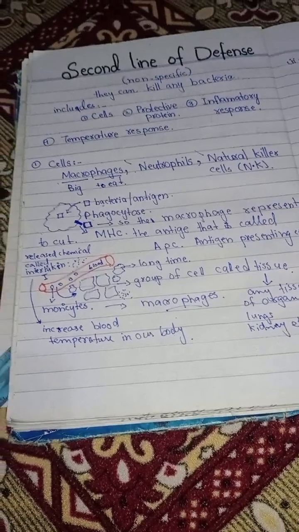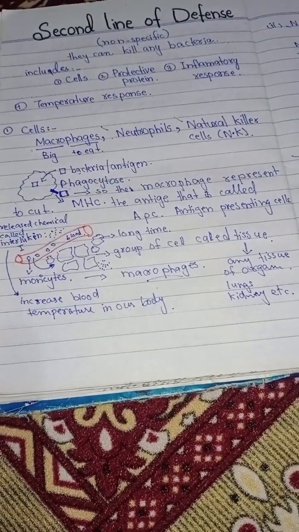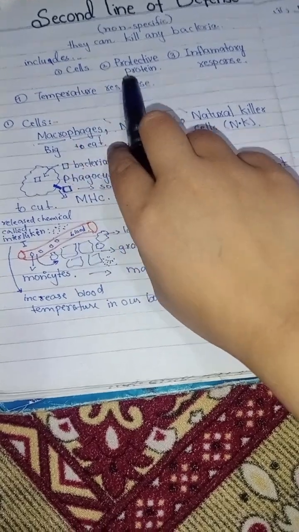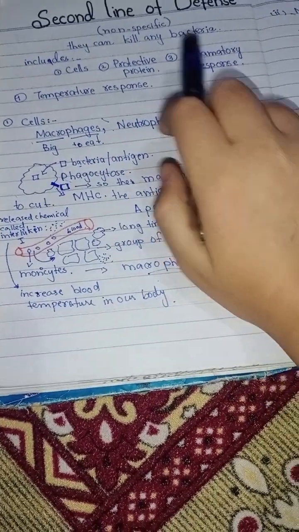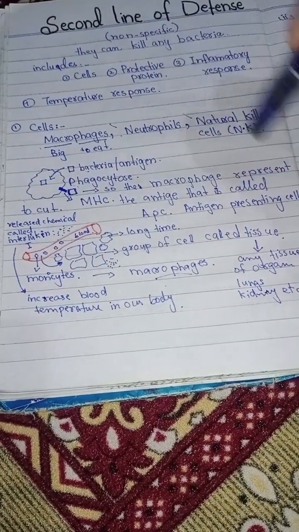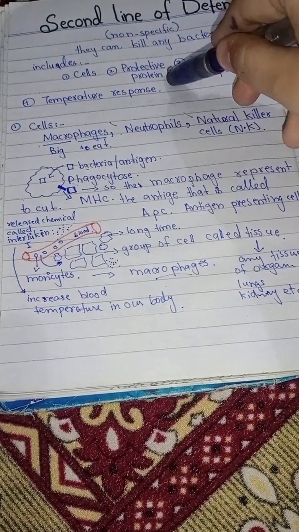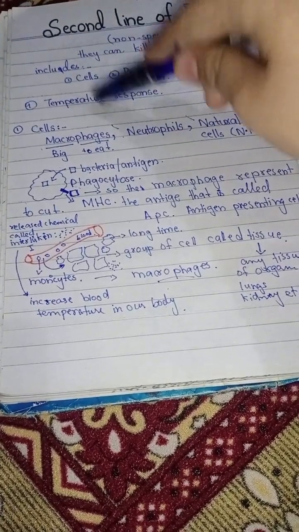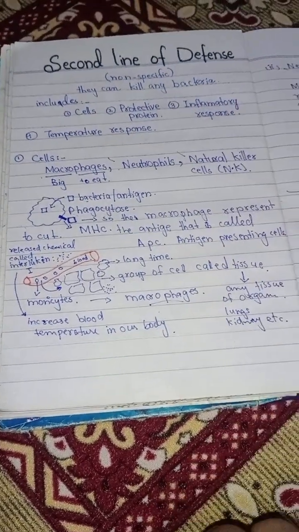Okay, as previously discussed, the second line of defense system basically includes the cells, protective proteins, inflammatory response, and temperature response. In that, we have studied only the cells so far. Today I will move further toward the protective proteins, inflammatory response, and temperature response. So let's do this. Over here I am going to explain that.